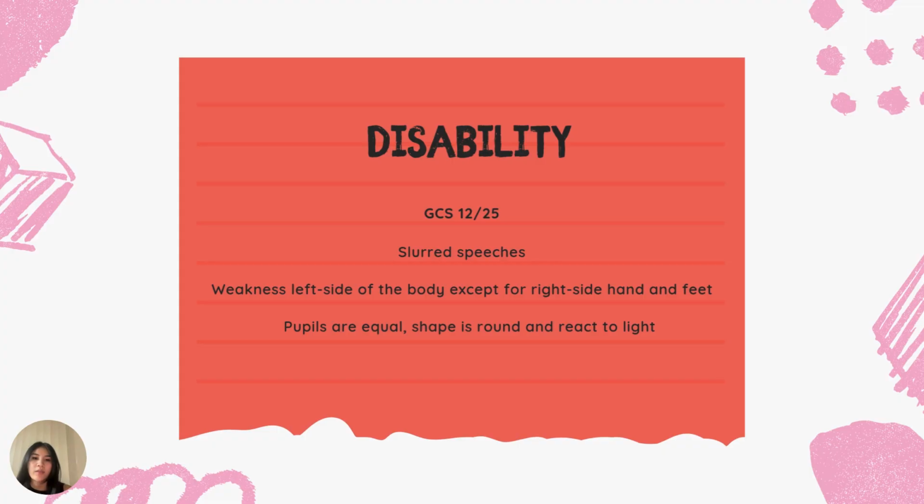Onto disability, with a Glasgow Coma Scale of 12 out of 15, which shows a sign of mild traumatic brain injury. Mrs. Manalo has slurred speech and is showing indications of weakness on the left side of her body, as well as droopiness on her face. However, the right side of her body shows normal responsiveness by squeezing her hand and leg. Her pupils are equal, reacting to light rapidly, and shape is round.